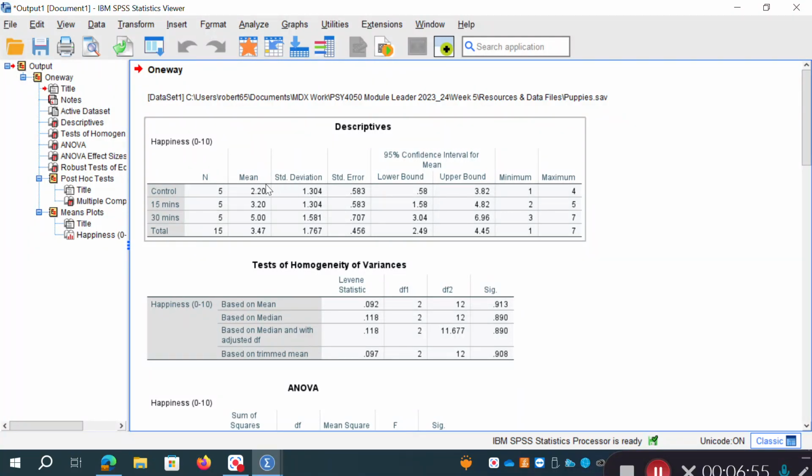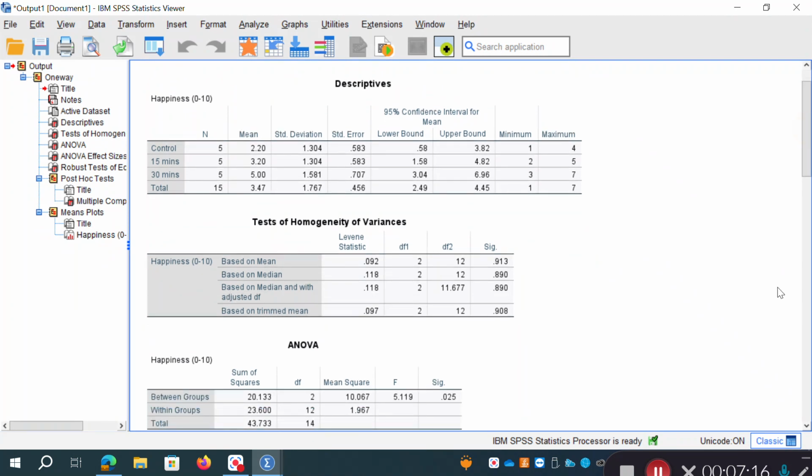So standard deviation around the mean for the control group is 1.304, same for the 15-minute group, 1.304, 1.58 for the 30-minute group. So not massively different in terms of the standard deviation. That's probably going to give us an indication of what we'll see when we look at the Levene's test.